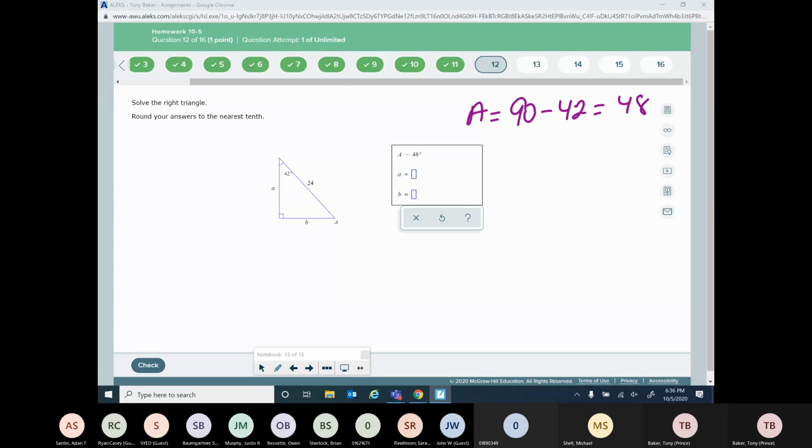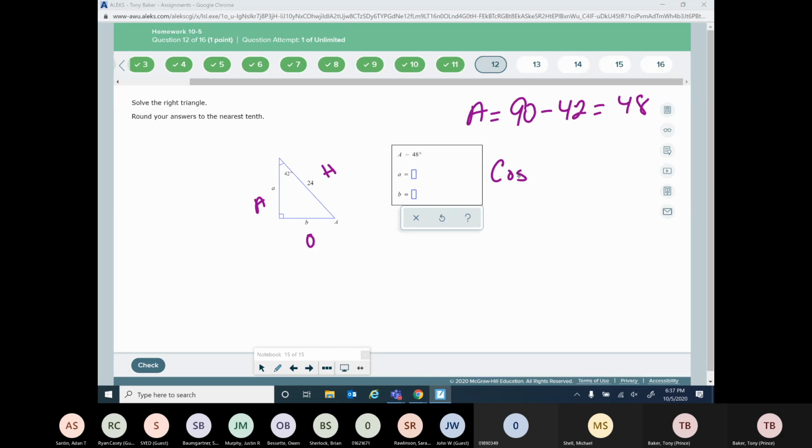And that's big A. Now we're going to set up our triangle, so we're going to label our sides. So that's my opposite, that's my adjacent, that's my hypotenuse. And we're going to find them one at a time. So we're going to look for A first, which is my adjacent, and we have my hypotenuse.